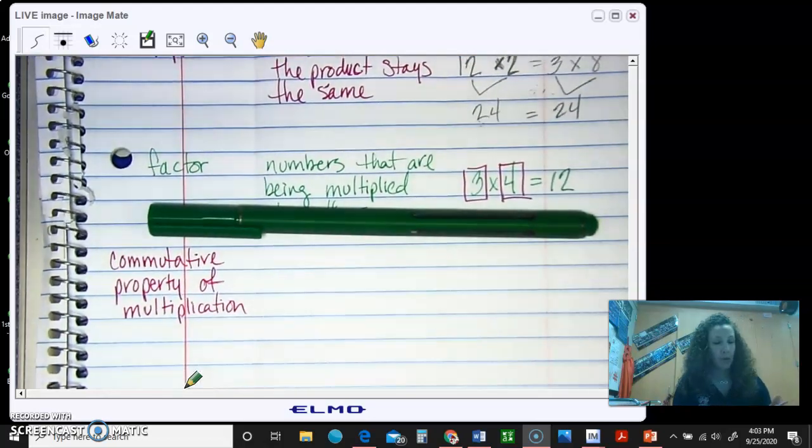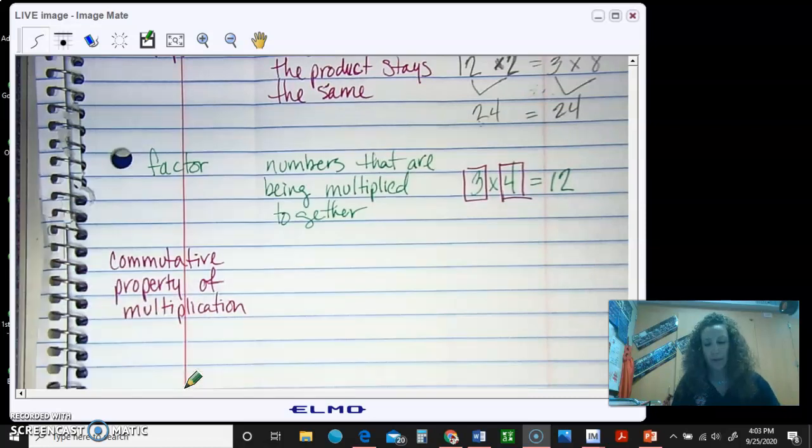Commutative property of multiplication. Okay, and that is the order of the factors can be changed and the product stays the same. See why we learn academic vocabulary? Because then when we use it, we're not saying, well, that thing there or that number over there. If you use that academic vocabulary, it helps you identify and be more specific as to what we're talking about. Okay?